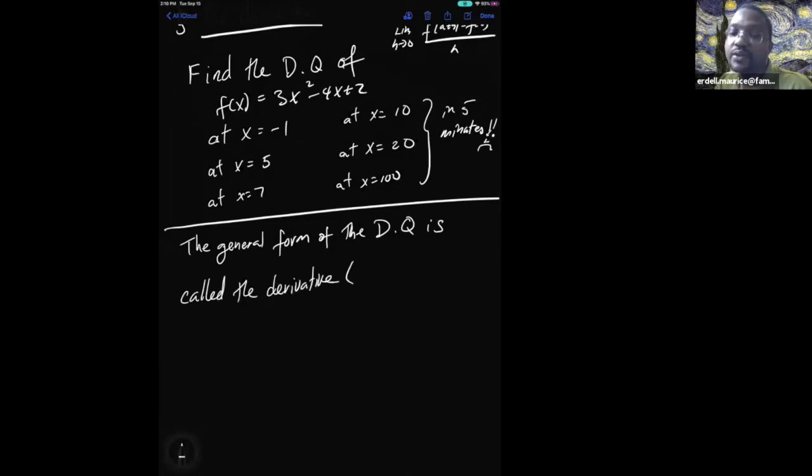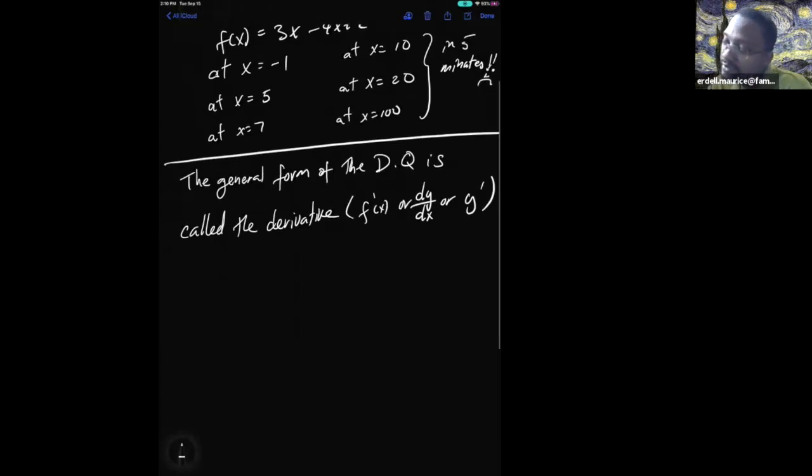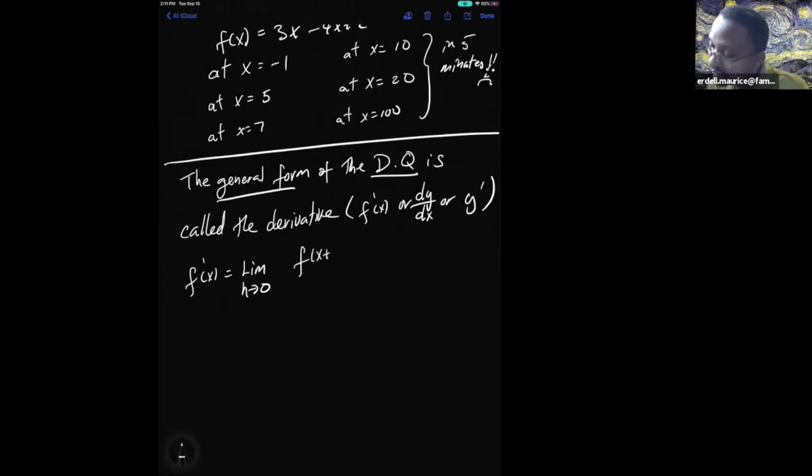In mathematics, we use one of 3 symbols for the derivative. We write f prime of x, or we write dy dx, or we write y prime of x. The derivative f prime of x, again the general form of the difference quotient, is written as the formula: the limit as h goes to 0 of f of x plus h minus f of x, divided by h.